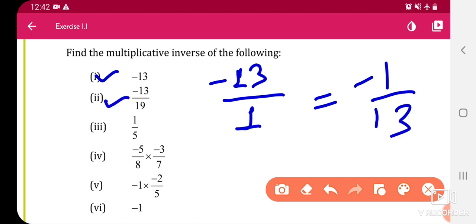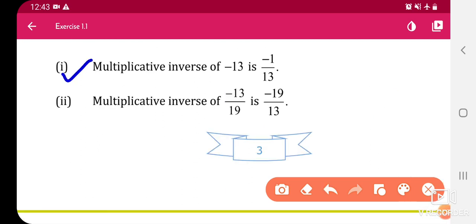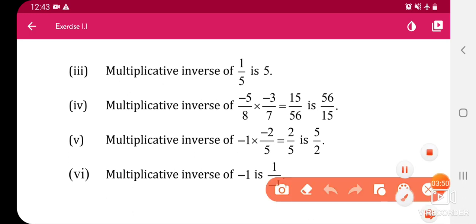Now next, what is the multiplicative inverse of minus 13 upon 19? Minus 19 upon 13. We can see the multiplicative inverse of minus 13 is minus 1 upon 13, and the multiplicative inverse of this one is minus 19 upon 13. In the multiplicative inverse, we do not change the sign from minus to plus. The sign is the same, but we only take the reciprocal. And the multiplicative inverse of 1 upon 5 is 5 upon 1, or we can also write 5.